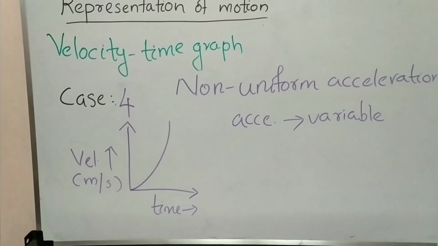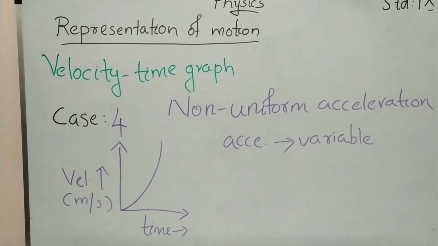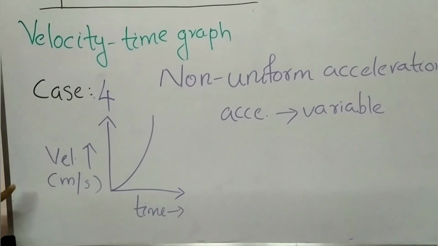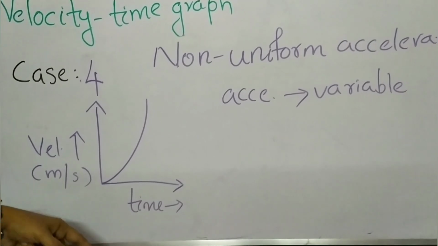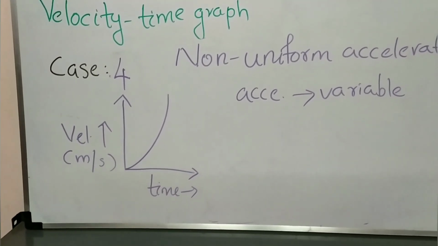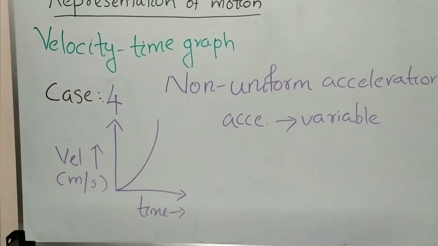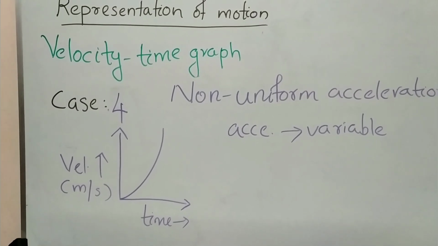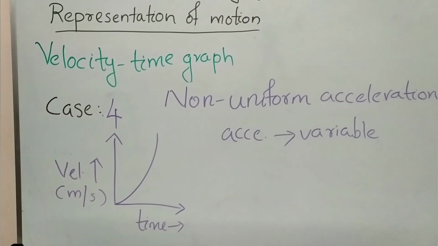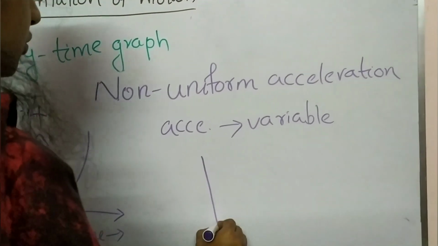If an object is moving with non-uniform acceleration, that means acceleration is variable, then how to represent that? Here you can see in the velocity time graph, we can get any form of curves. Okay, the distance time graph we studied. Now like that, in the velocity time graph of an object moving with variable acceleration, you will get a curve. Another form also you can see, like this way also we can draw.